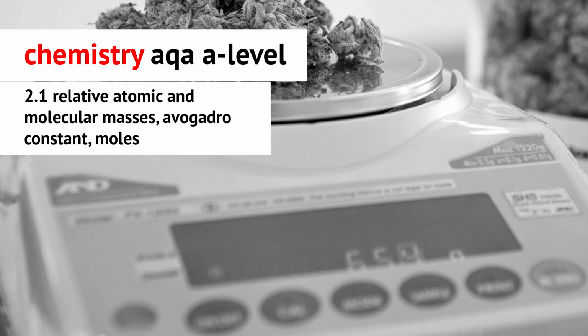2. Amount of substance. 2.1. Relative atomic and molecular masses, the Avogadro constant, and the mole. The actual mass in grams of any atom or molecule is too tiny to find by weighing. Instead, the masses of atoms are compared and relative masses are used.